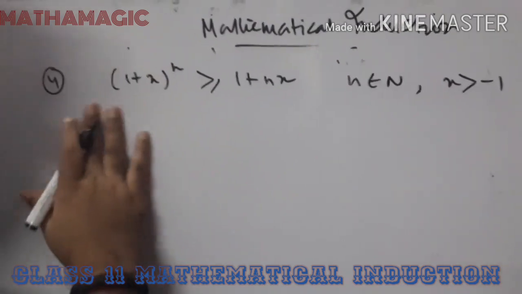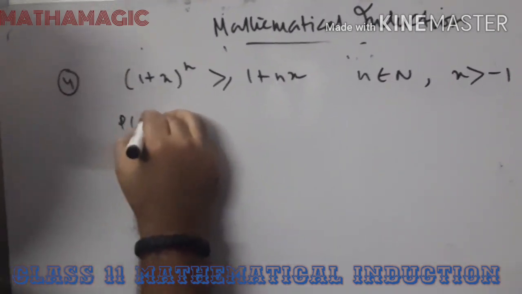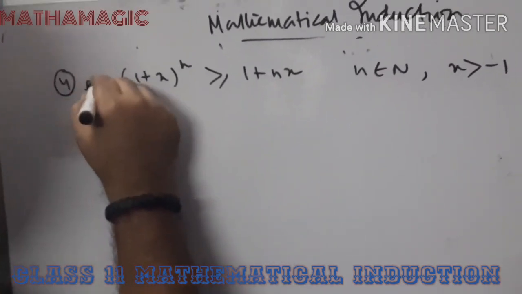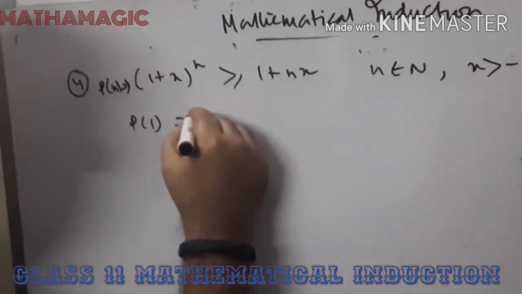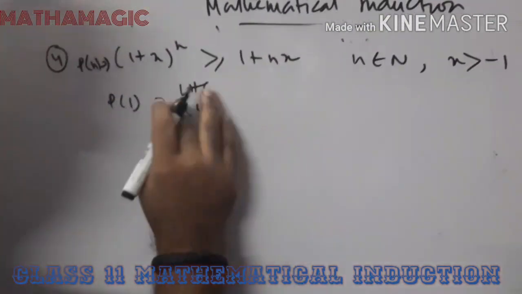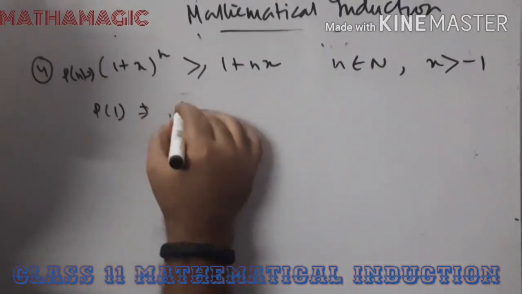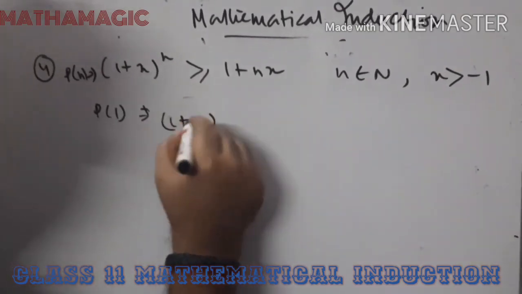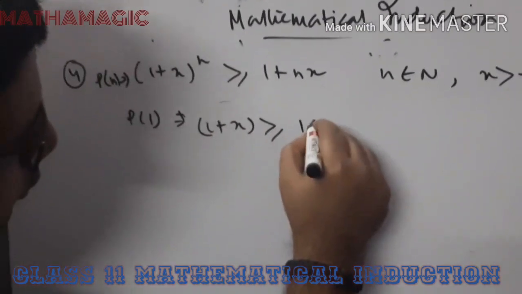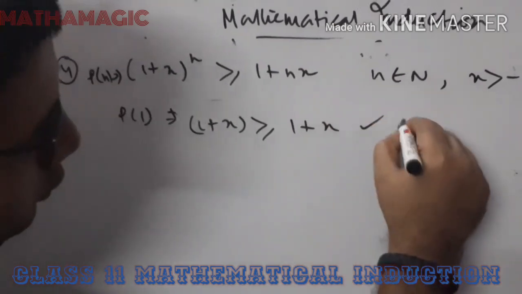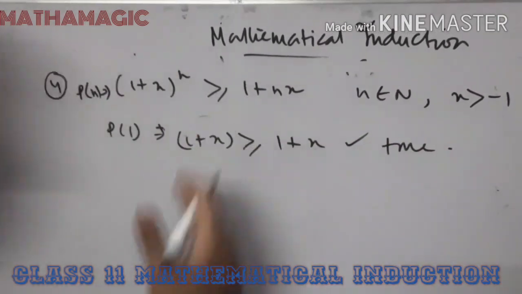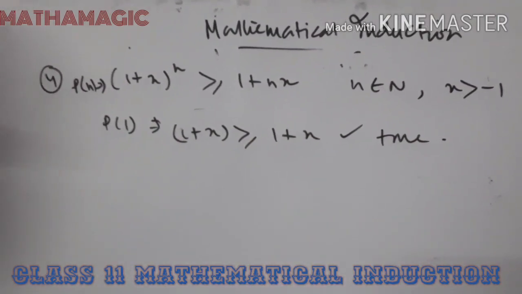Now for p of 1, if we take p of n as this one, then p of 1 will be 1 plus x whole to the power 1, that is 1 plus x, greater than or equal to 1 plus x. Yes, that is true. Just put the value of n as 1, so you will get this one.